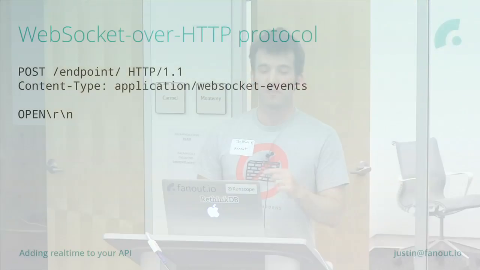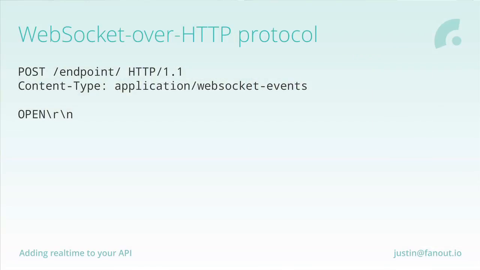So here's how the conversion protocol works. We've created a new content type called WebSocket events. When somebody tries to make a WebSocket connection to an endpoint, this is what gets sent over to your backend from the proxy. Just this: open, with a carriage return and new line. Not literally those 4 characters, it's just 2 characters.